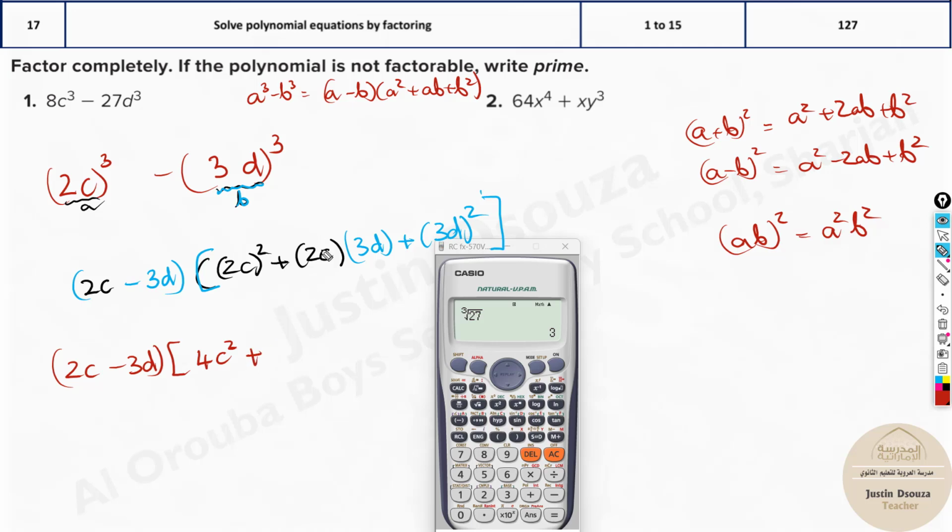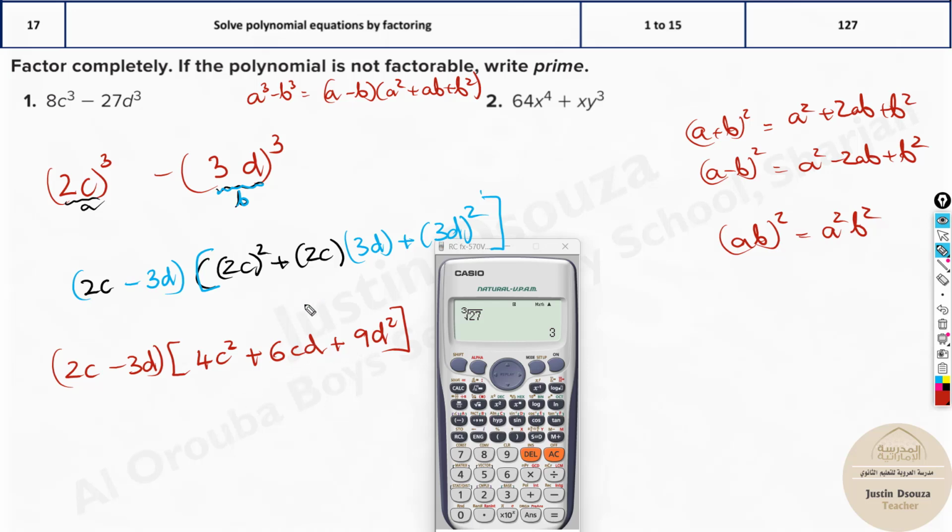Then plus. Now what happens over here, it's just multiplication. 2 times 3 is 6. C times D is CD. Plus 3 squared is 9D squared. So this is it. And now you can remove common terms.